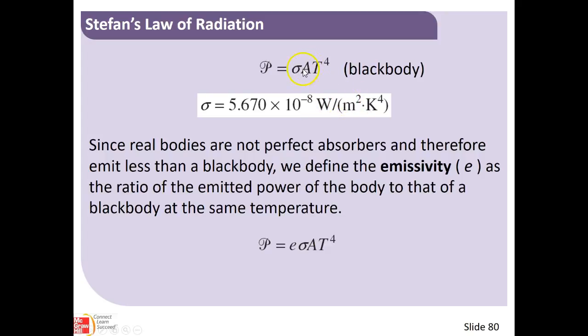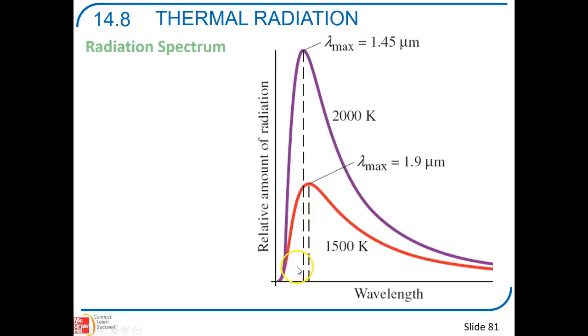And then we've got area, and then this is our temperature in Kelvin to the fourth power. Since real bodies are not perfect absorbers and emit less than a black body, we define emissivity, this e, as the ratio of emitted power of the body to that of the black body at the same temperature. When we do this for real objects, we're going to use this equation, and there is an e value for each one of our objects.